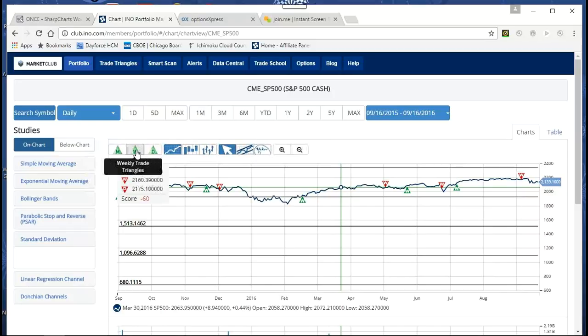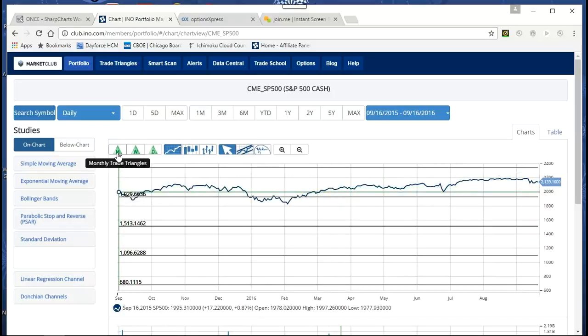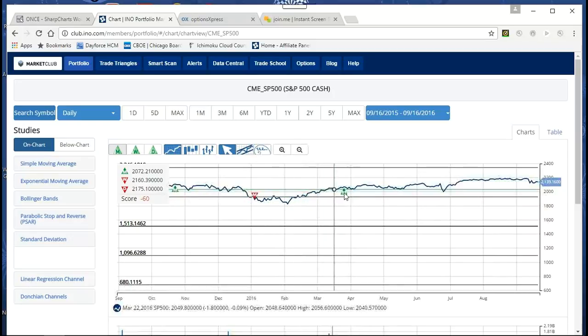However, if you take off the weekly and put on a monthly, if you look at the monthly triangle, the overall trend is still up. Okay, so we use that monthly as an overall trend. So if you were already in a particular stock, you can make a decision to stay in until you get a red monthly. That's totally up to the trader.